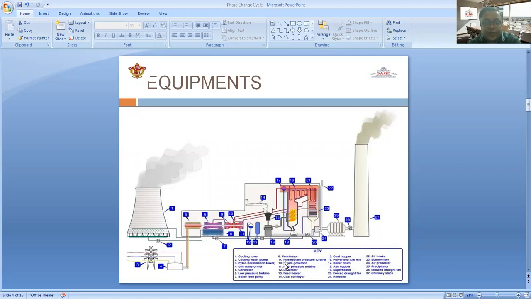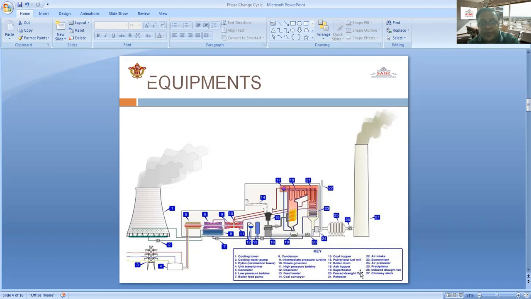First is the cooling tower, and this is the cooling water pump. This is another unit, transformer and generator. Number 6 is called the low pressure turbine. This is the high pressure turbine. The boiler feed pump is number 7. Number 14 is the coal conveyor, where coal is supplied for heating of the water and combustion of the fuel. It takes place, and after the combustion, the fuel is carried out as ash. It is collected at the bottom side.